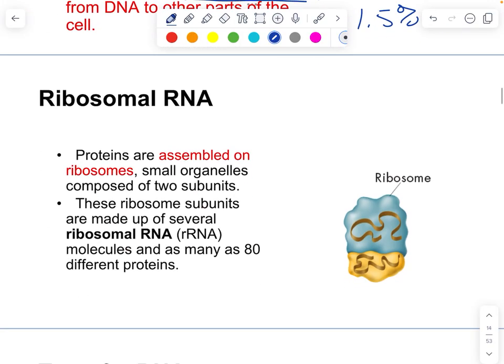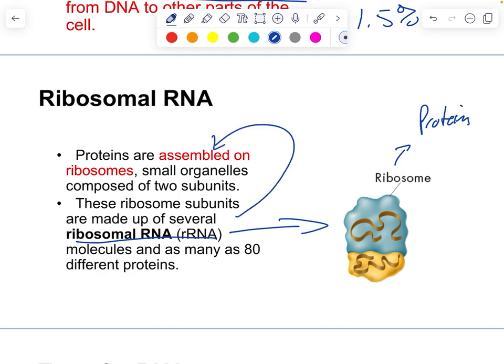The ribosomal RNA is kind of like our kitchen. This is where we're building the protein. And so proteins are built by rRNA, right? rRNAs make up ribosomes, and ribosomes are also made up of proteins, and they have an enzyme function as well. But ribosomes build proteins, okay?